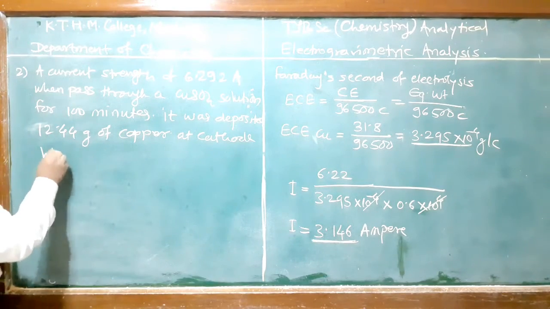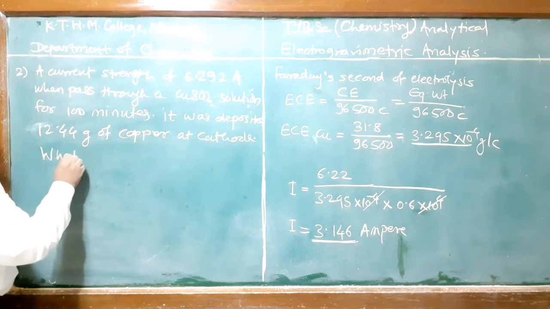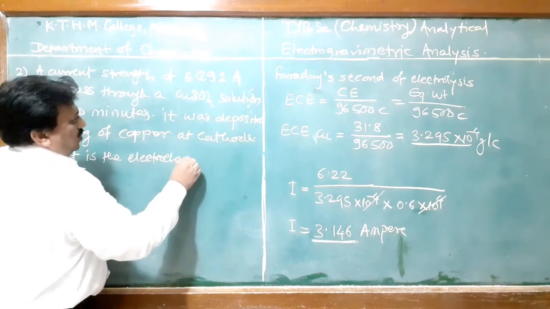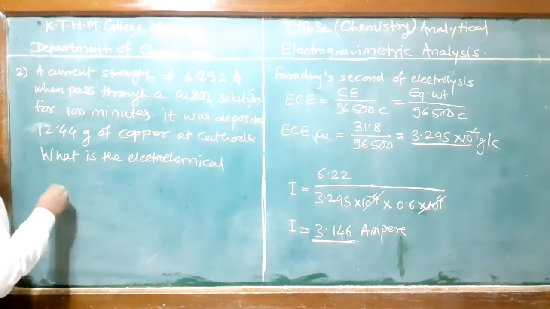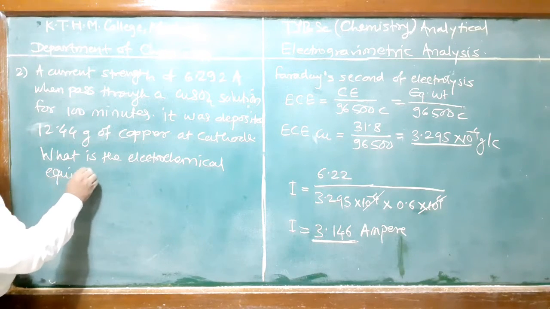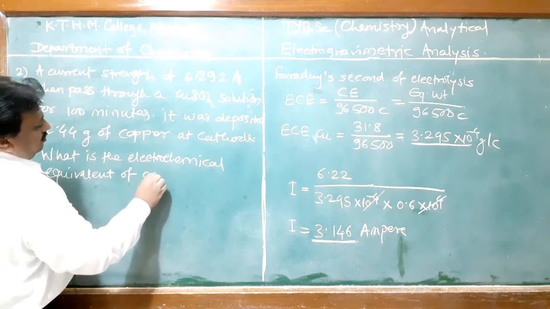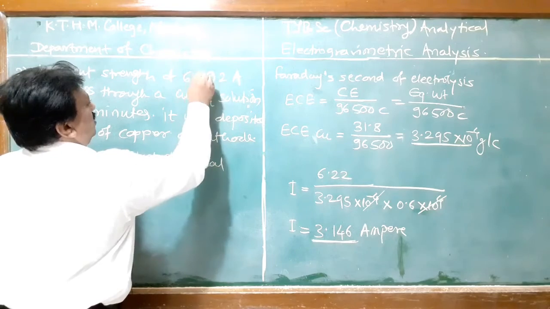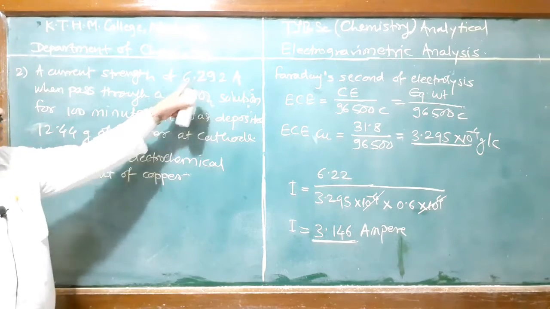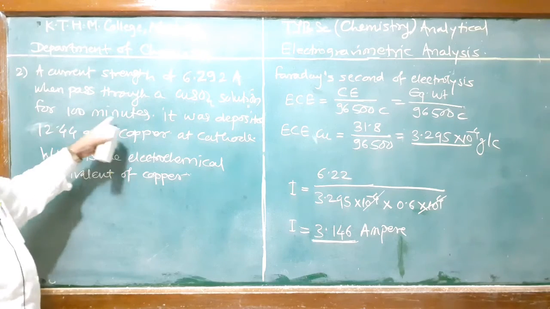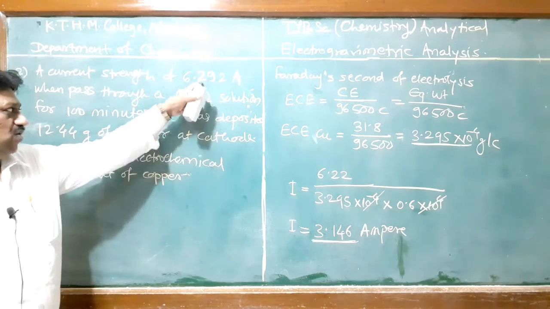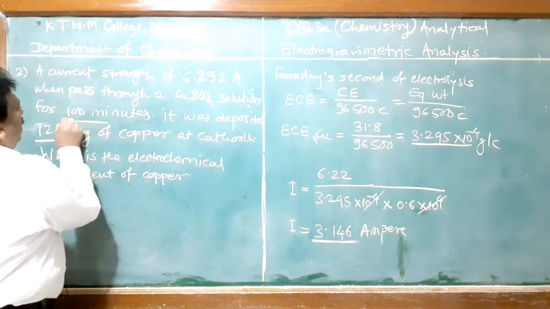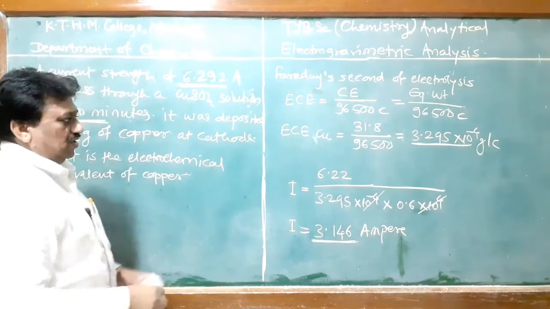The problem is, what is the electrochemical equivalent of copper? Here a current strength of 6.292 ampere is passed through copper sulfate solution for 100 minutes, and this much quantity of electricity deposits 12.44 gram of copper. Then we have to find out the electrochemical equivalent of copper.